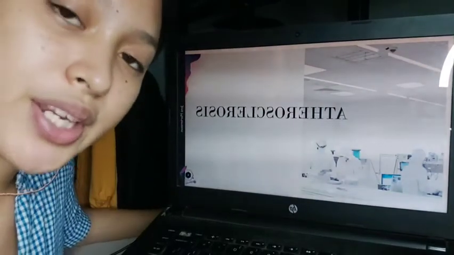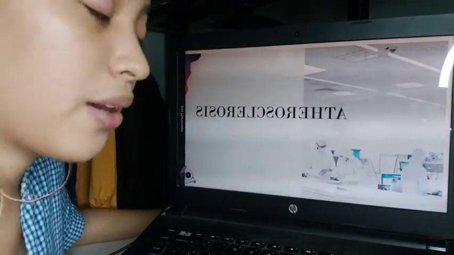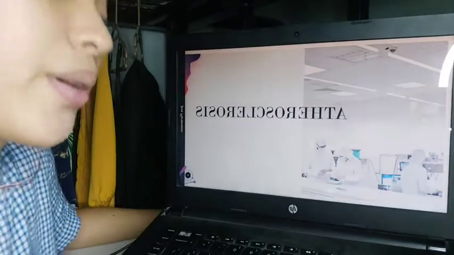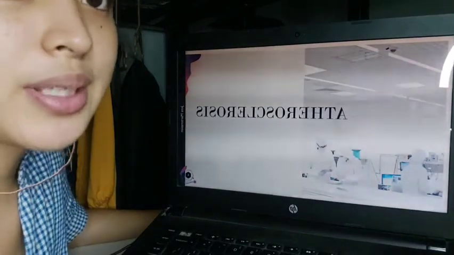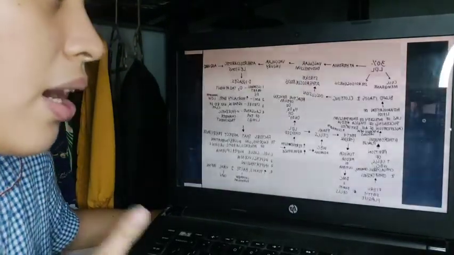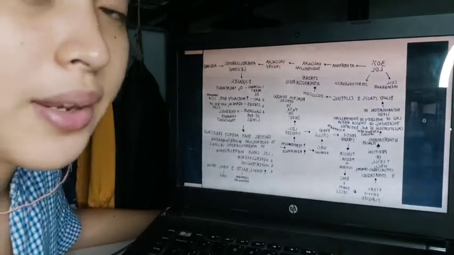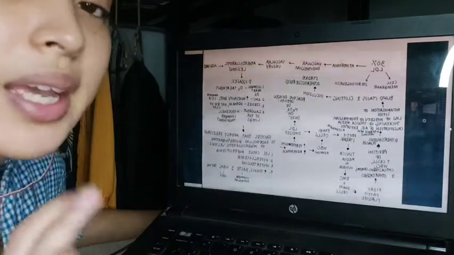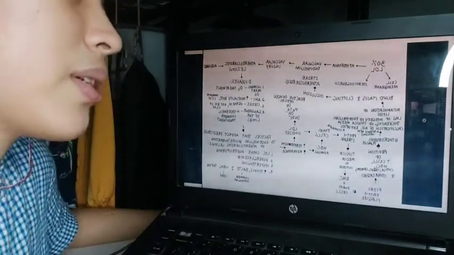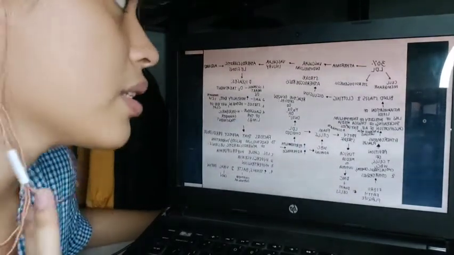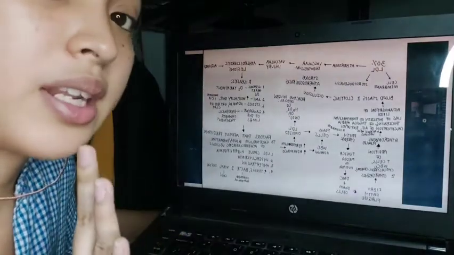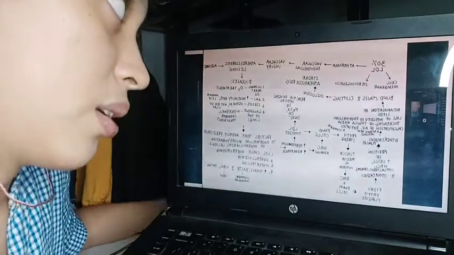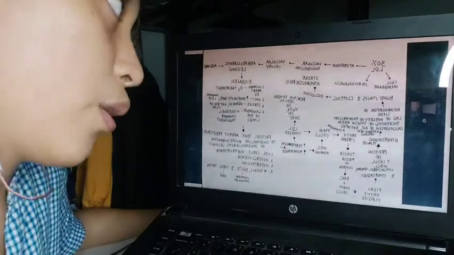So our third topic of our video is atherosclerosis. So our atherosclerosis is here. The 30% of our LDL can go in three ways. First is our cell membrane, second is our steroidogenesis, and our third is our atheroma. So we'll tackle our atheroma.